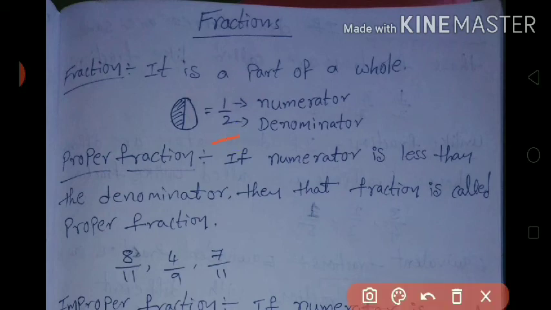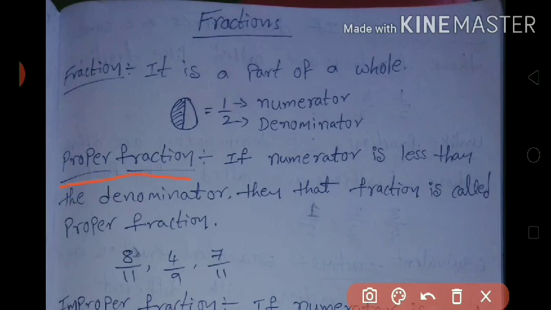So here in this 1 by 2, 1 is called numerator and 2 is called denominator. Okay, 1 is called numerator and 2 is called denominator. These terms you have to remember. Okay, next, proper fraction.